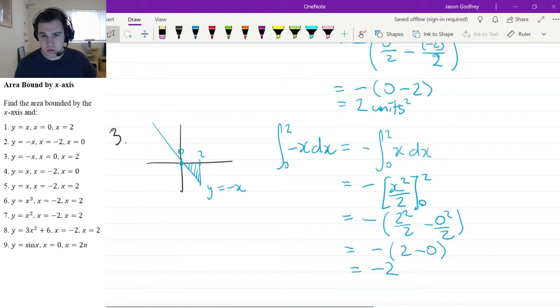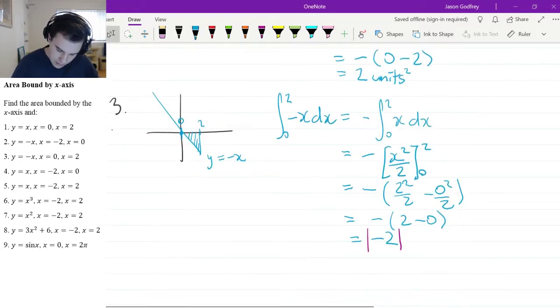But again, with the symmetry, obviously it's the same triangle with a base of 2 and a height of 2, right? So the area of that triangle, enclosed by the x-axis, from 0 to 2, is obviously 2. So how can we make negative 2 into positive 2? Well, we can take the absolute value of it.